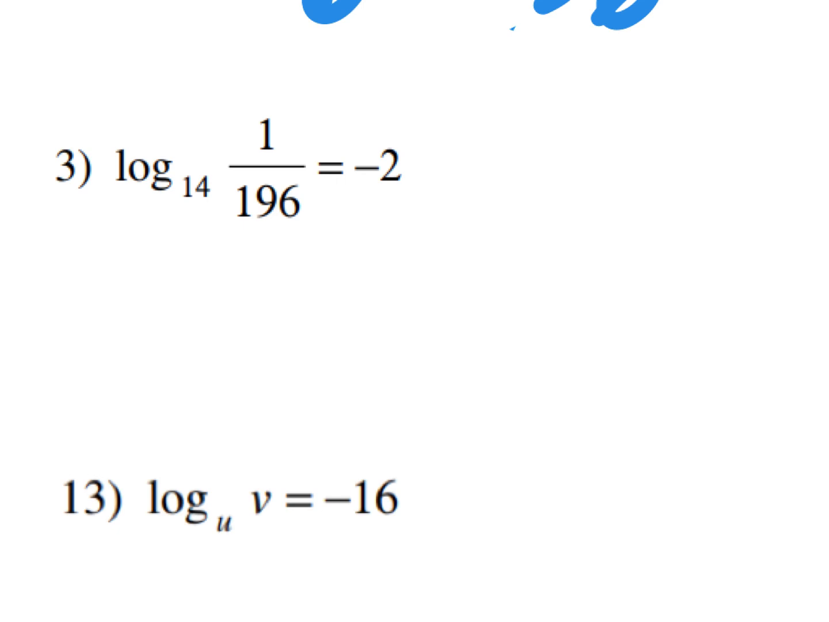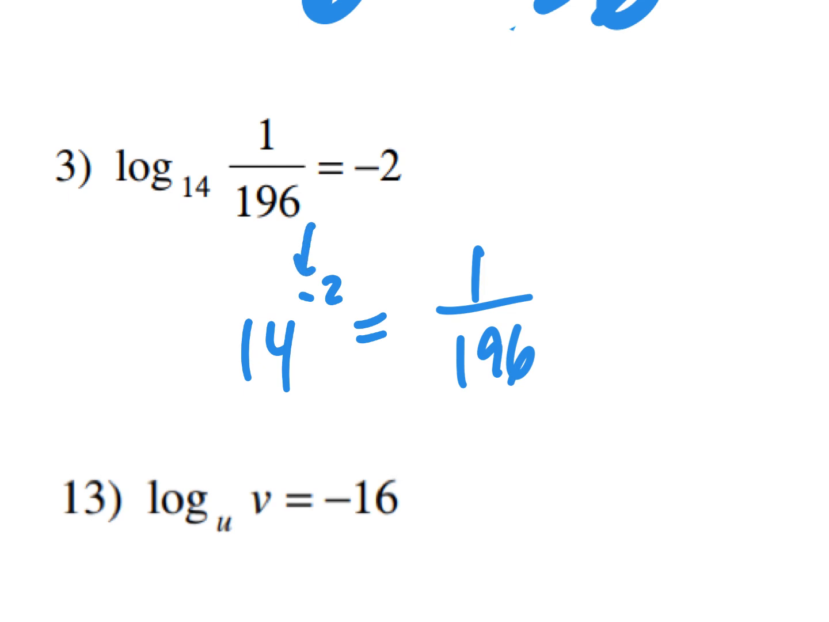All right. Is this really true? Well, let's rewrite it and find out. It'd be 14 to the what? Negative 2 equals 1 over 196. Well, that negative means 1 over, right? And how about the squared? Doesn't 14 squared equal 196? So, it's true. Worked.